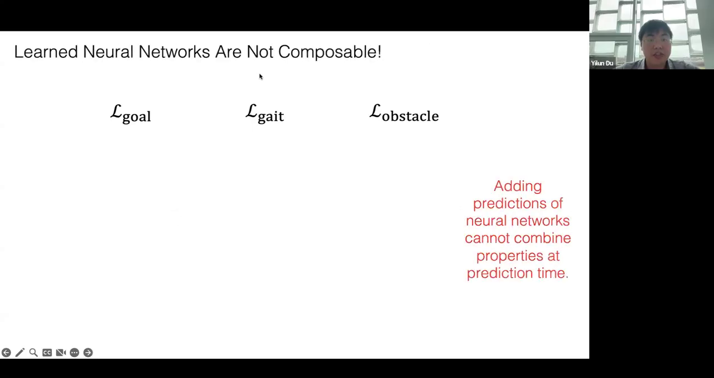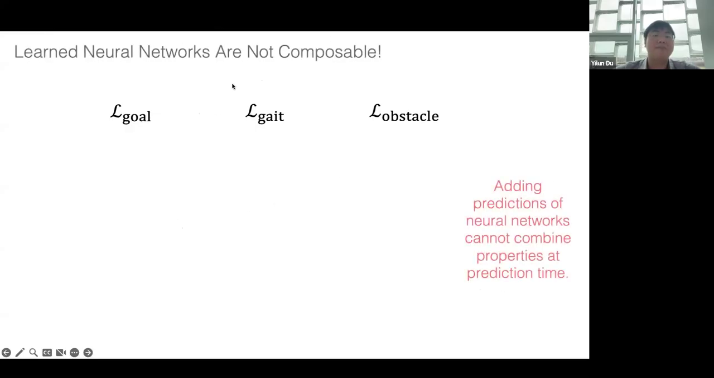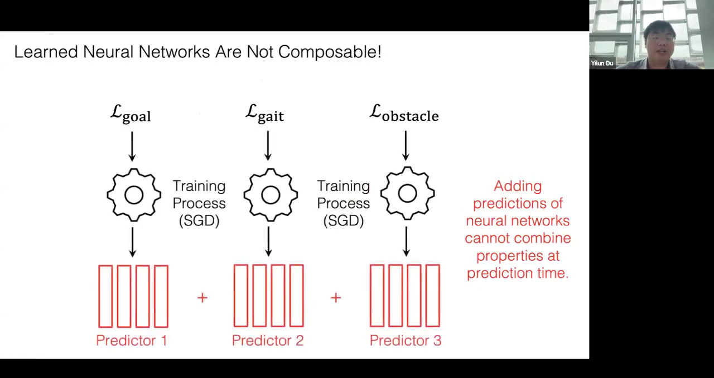The issue with neural network training is that you can't really do this procedure if you want to do this composition at test time. If I have one neural network that generates trajectories that reach a goal, a separate neural network that generates trajectories that have a particular gait, and a third neural network that generates trajectories that avoid obstacles, I can't just add the predictions of the neural networks together to get a neural network that satisfies all 3 of these properties. In a sense, this training process compiles a neural network that solves each task, and there isn't really a way to combine these neural networks together.